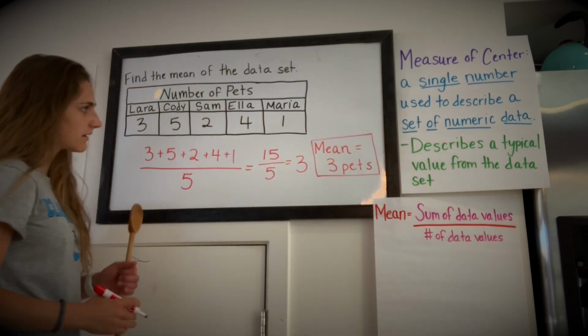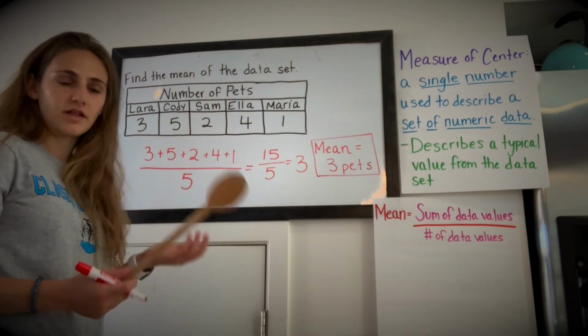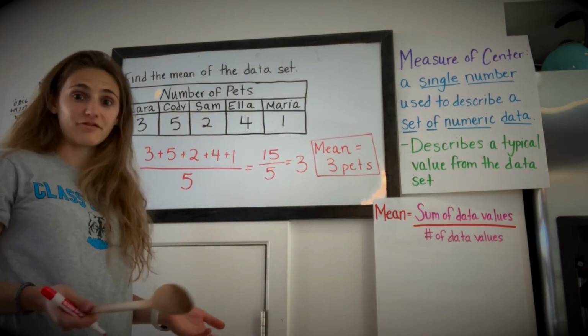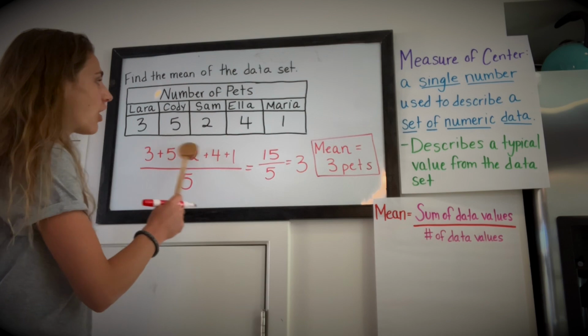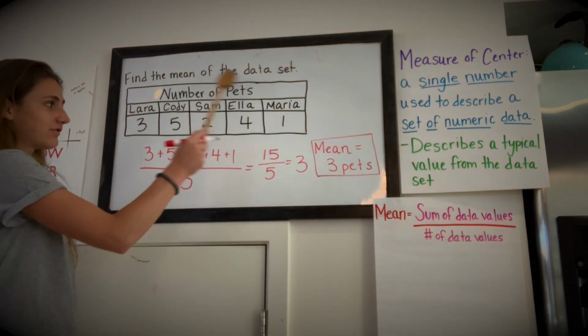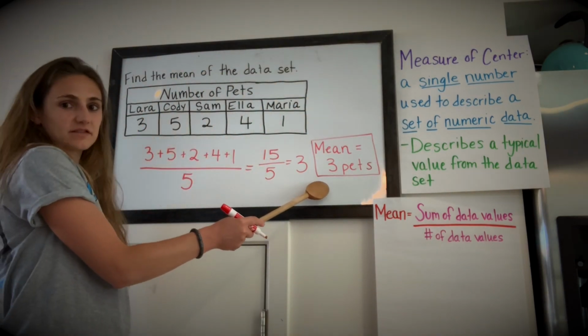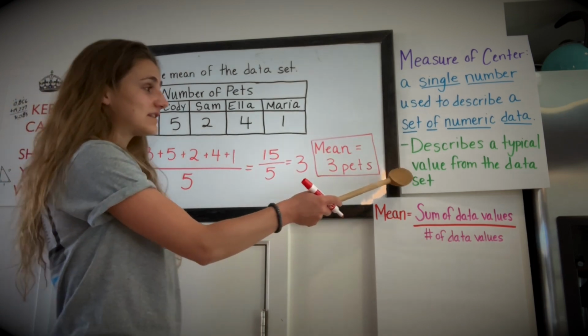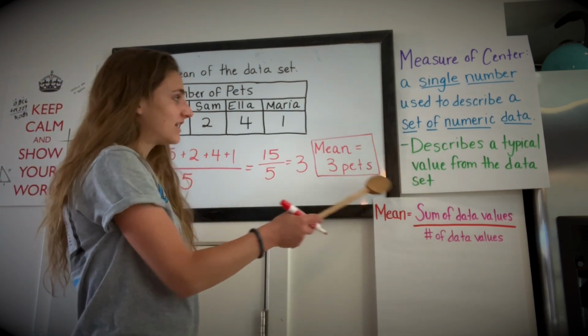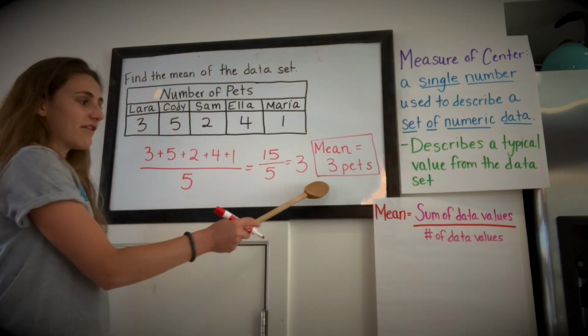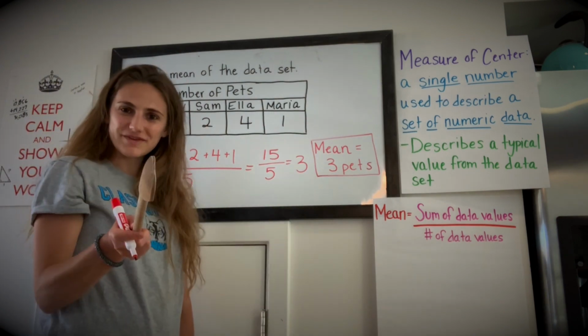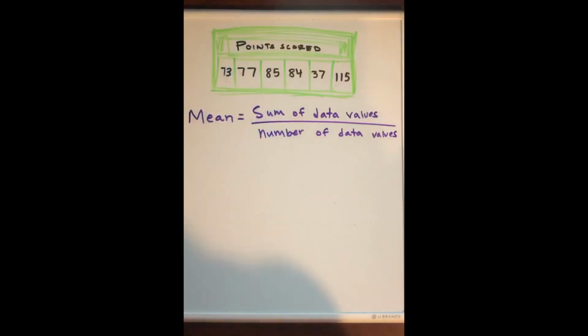But let's break down a little bit more what that means. Another name for mean is average. So what this means is, on average, these 5 people will have 3 pets. Or we could say that the typical number of pets that these 5 people will have is 3. Let's go to Miss Rogers for another example.